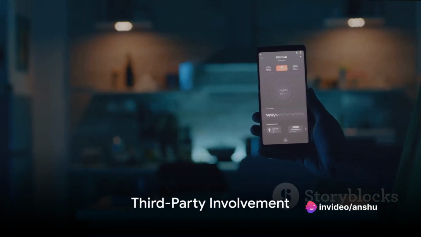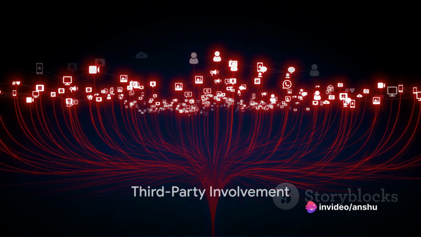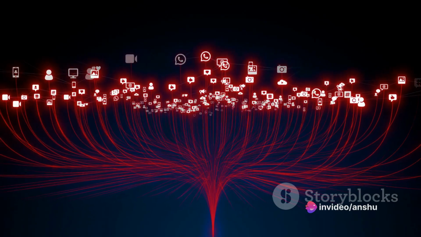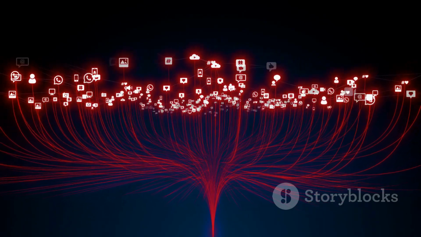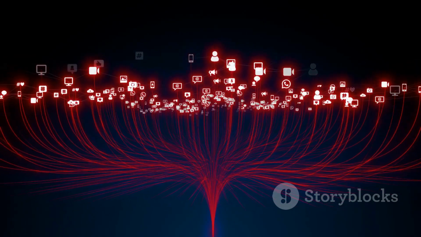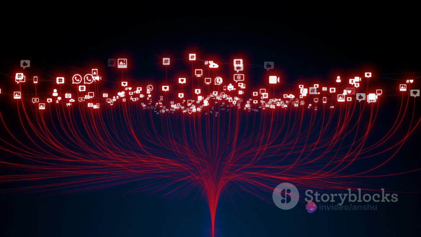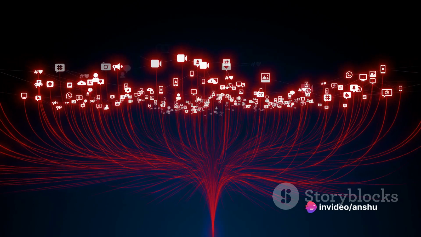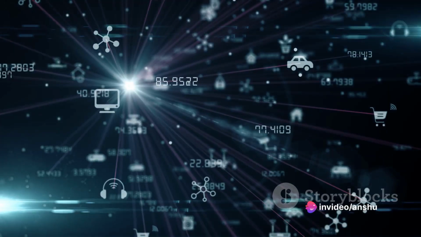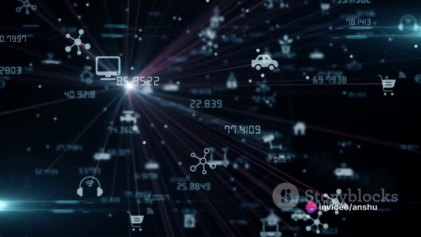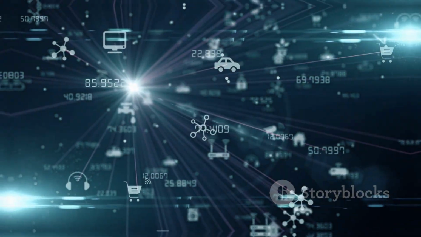The seventh concern is third-party involvement. Sharing of IoT data with third-party entities without clear understanding or control can be risky. To tackle this, we need to clearly define data sharing agreements with third parties, ensuring that they adhere to privacy and security standards. Implementing secure APIs and communication channels for data exchange can be beneficial.